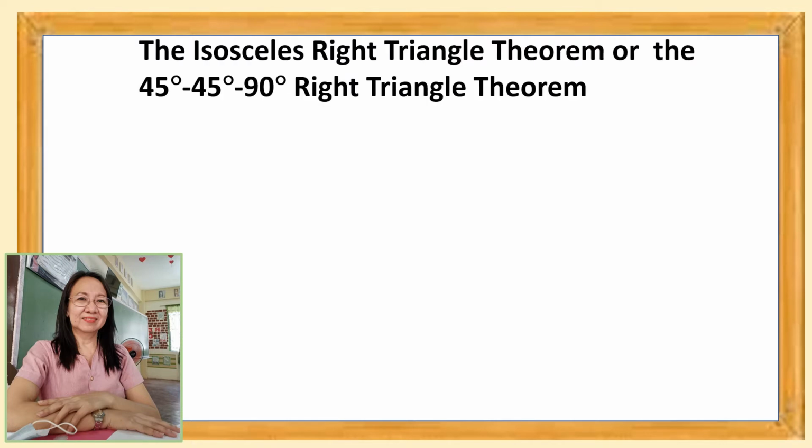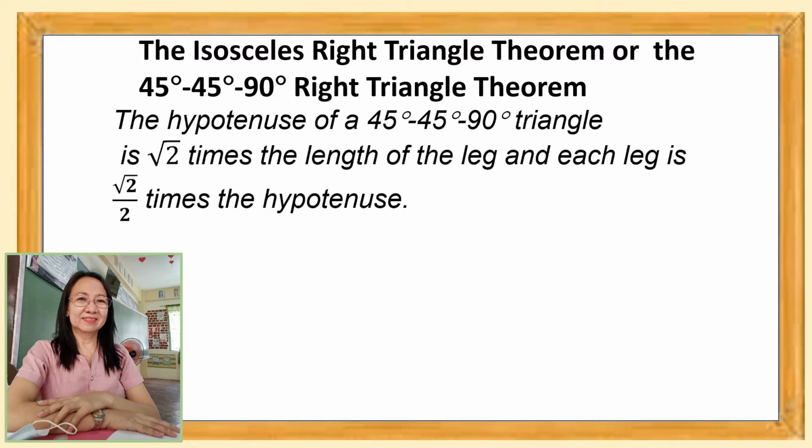Now let us start with the first special right triangle, which is the isosceles right triangle theorem, or the 45-45-90 right triangle theorem. It is described as: the hypotenuse of a 45-45-90 triangle is the square root of 2 times the length of the leg, and each leg is the square root of 2 over 2 times the hypotenuse. To clearly illustrate this, let us have our figure.